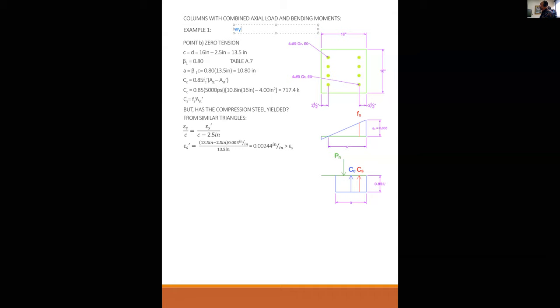Okay. Yielding strain, and I can't type epsilon, right? So epsilon y is equal to the yielding stress divided by Young's modulus. For grade 60, that's 60 divided by 29,000, which equals 0.00207. So the 0.0244 is greater than epsilon y, the yielding strain. Therefore, the compression steel has yielded. Therefore, the force in the compression steel is equal to 60 ksi times the 4 square inches of steel in compression. So that's 240 kips.